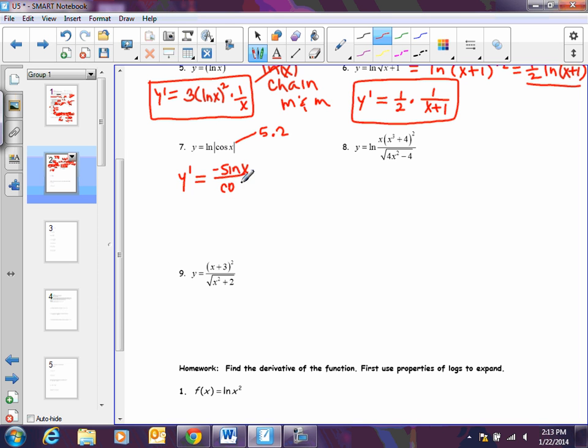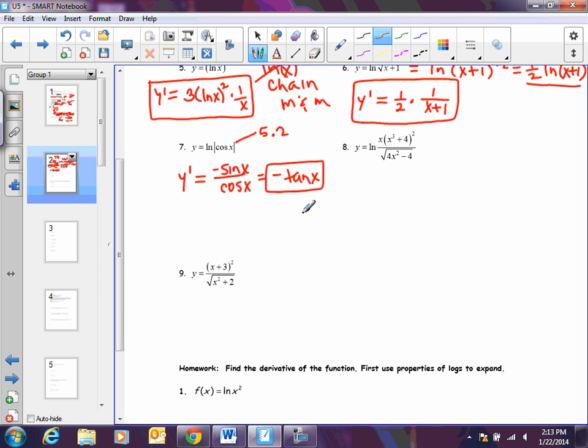And then cosine x. We can make that negative tangent. And that would be really nice if, again, let's say we were going to do a second derivative. It'd be a lot easier to do that from negative tan x than before. Is that negative secant squared? Yeah, it would be.